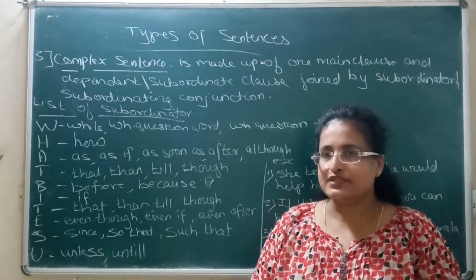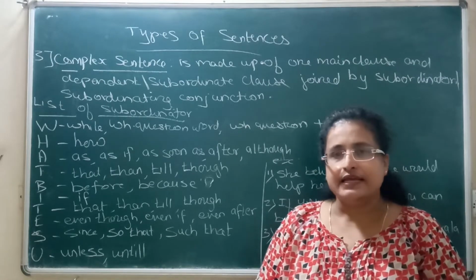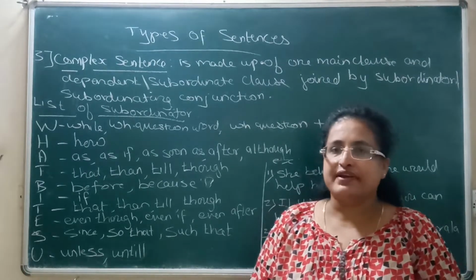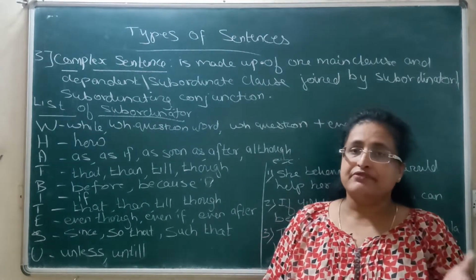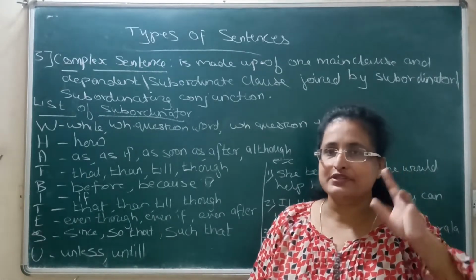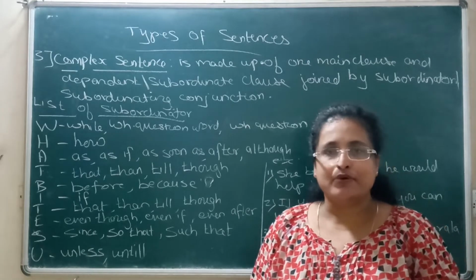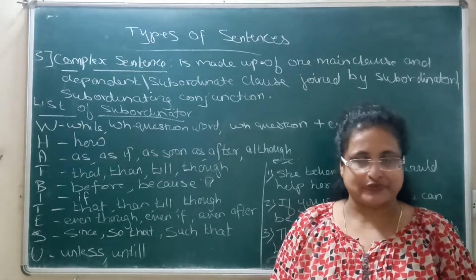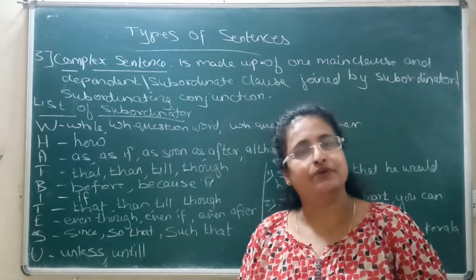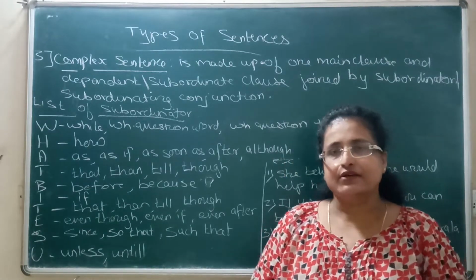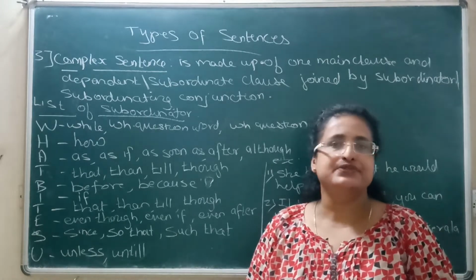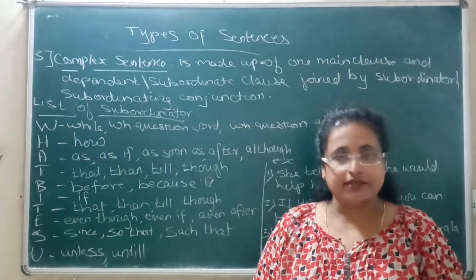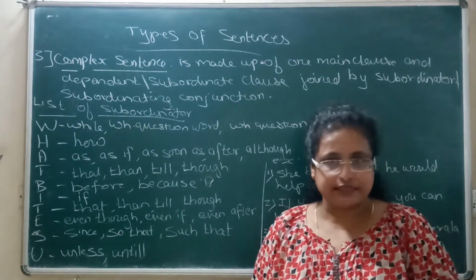So if you have sound knowledge of subordinators, it will instantly be very clear to you whether this is a complex sentence, and you can differentiate it from a compound sentence. Because just now we saw that for a compound sentence we use a coordinator, and to remember coordinators you remember FANBOYS. In the same way, for a complex sentence, remember that the conjunction used is a subordinator, or you can say a subordinating conjunction.